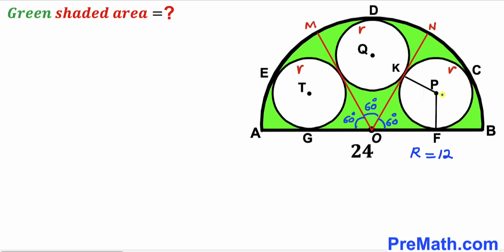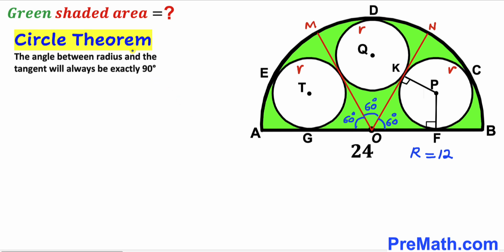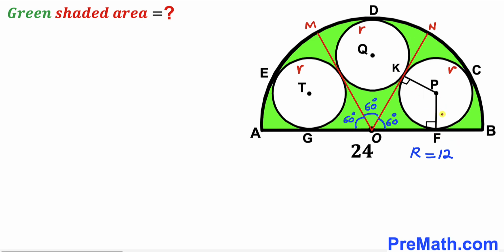In this next step, I have connected this center P with these points of tangency F and K. Let's recall the circle theorem. According to this theorem, the angle between the radius and the tangent line will always be 90 degrees. So this angle is 90 degrees and this angle is 90 degrees as well. These are our radii and these are our tangent lines, and I am going to label this radius PF as lowercase r, and likewise radius PK as lowercase r as well.